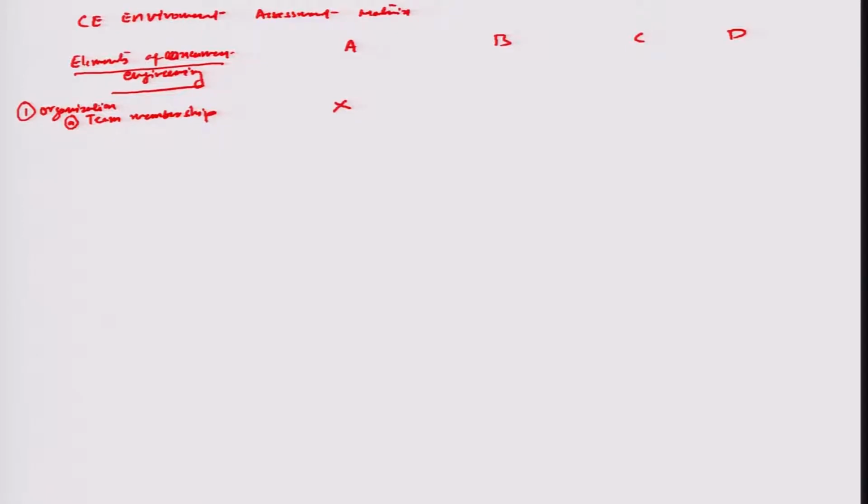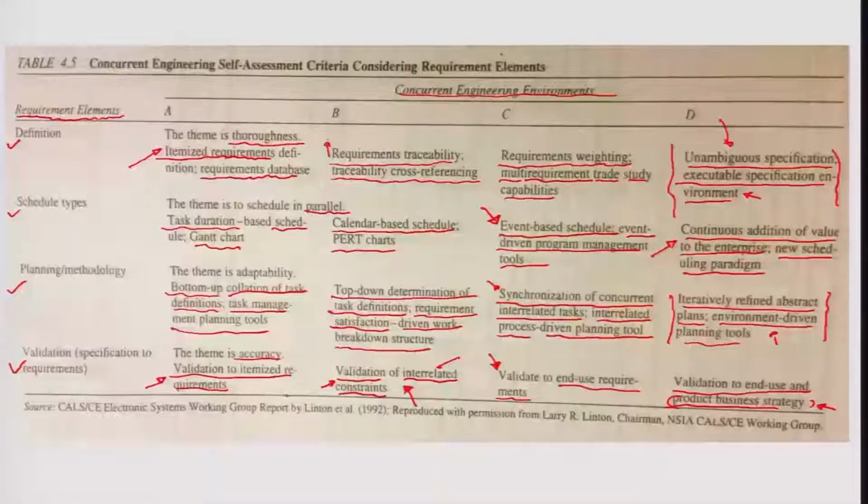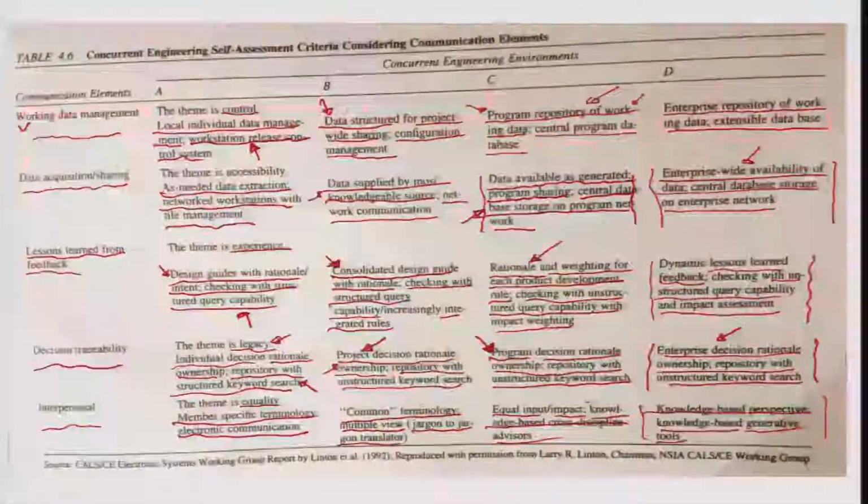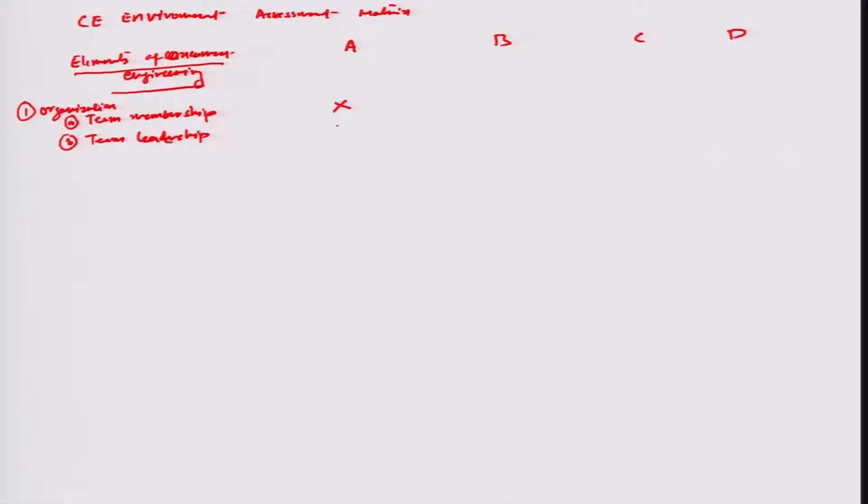Similarly, we look at the second sub-element, which in this case is team leadership. And you know that in this model that we are talking about, the leader is appointed by the management. If we go back into the self-assessment matrix for the organizational elements, you see that for team leadership, if a management appointed team leader is there, it is considered to be level A, and it is upgradable all the way to level D, as you can see here. But right now, we are at level A as regards the team leadership. So, we will just put level A here on the team leadership.